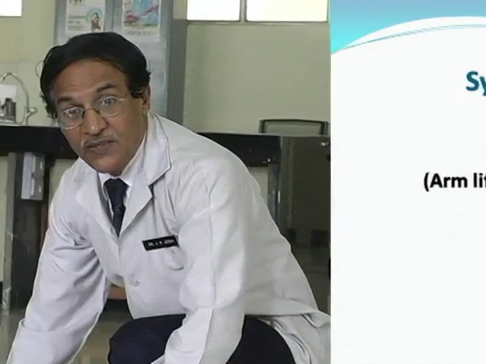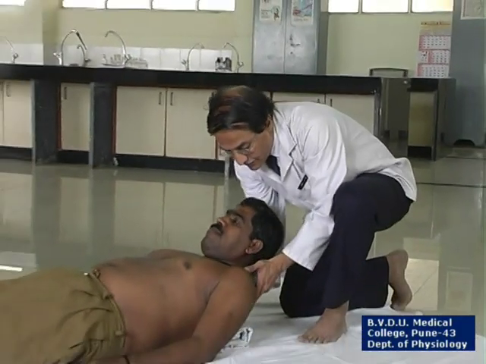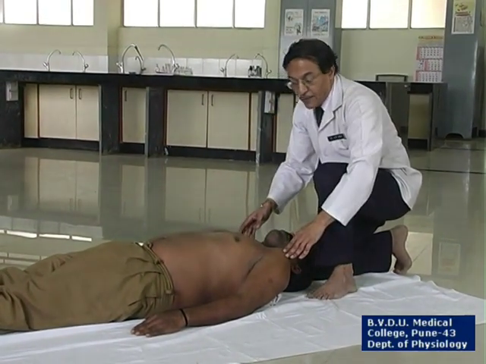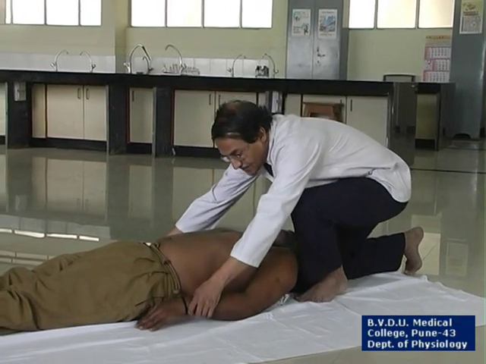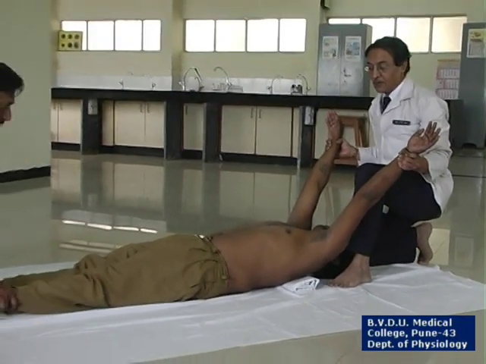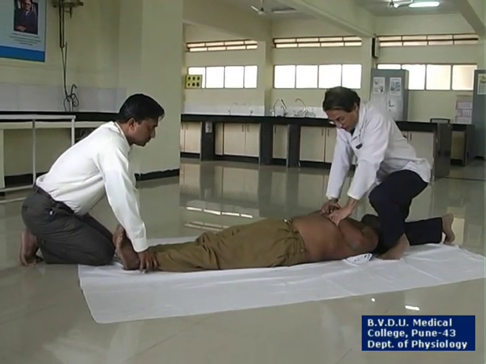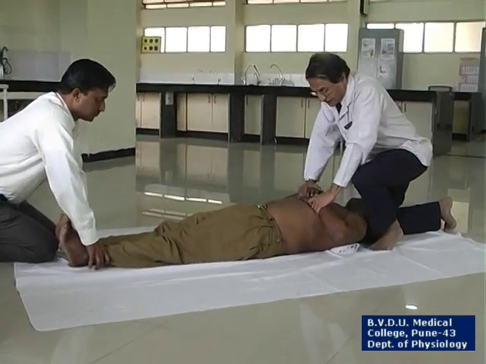Now we will have a demonstration of the Sylvester method. It is in supine position. In this method, a pillow is given below the shoulders and the neck is fully extended. The doctor will kneel near the patient's head facing towards him. He will catch the patient's wrists and by bending backward, he will pull the arms up. This will cause inspiration. Then by bending forward, he will put deep pressure on the chest. This will cause expiration.